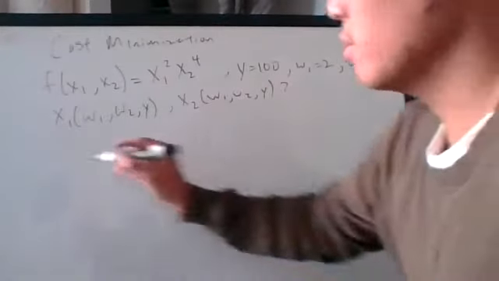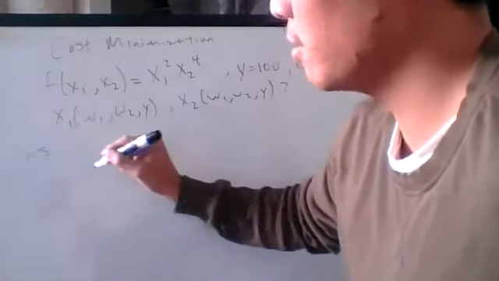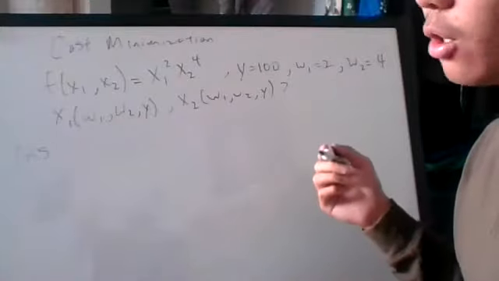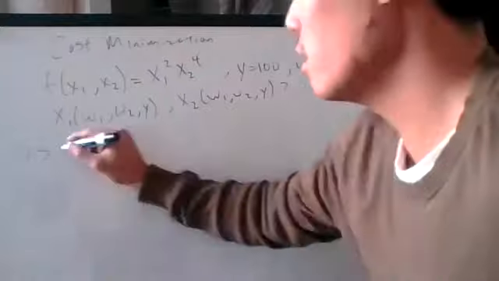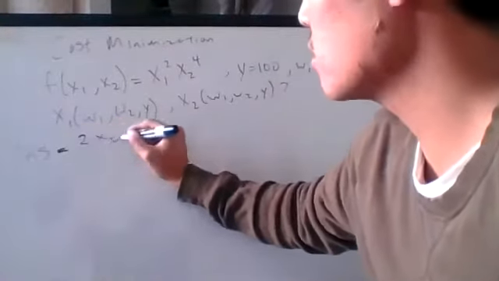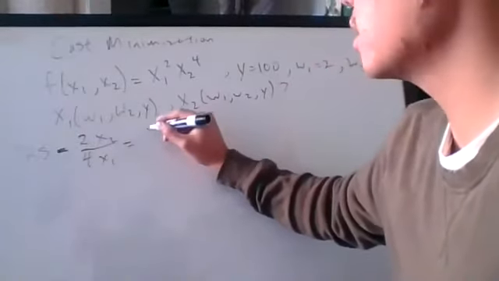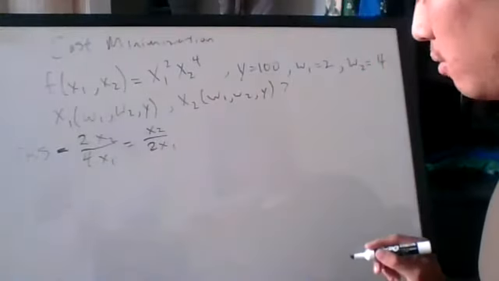The first step is to find our TRS. Like material in the past, finding your MRS was always a good idea, and finding your TRS is no different. And so we're going to say that this is equal to 2x2 over 4x1, which means that this is x2 over 2x1.